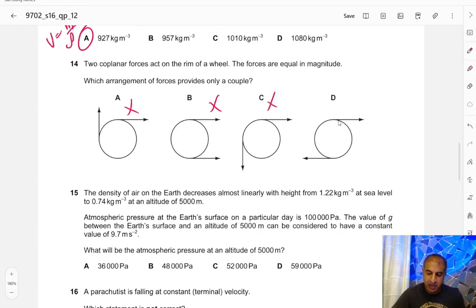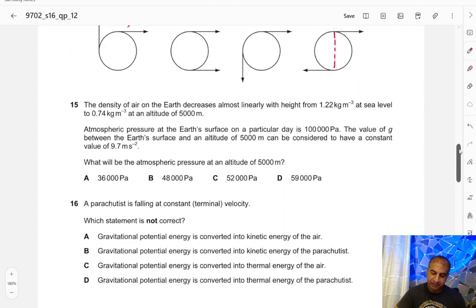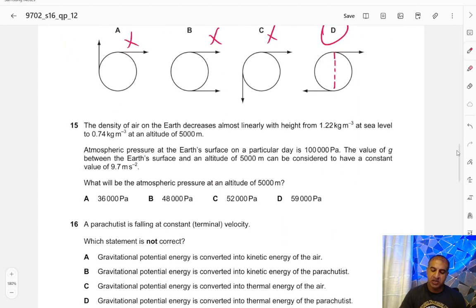But look at this one. We have a force over here and a force over here. Both the magnitudes are equal, and there is also a perpendicular distance between the two forces. So this is going to be a couple. That was ridiculously easy.